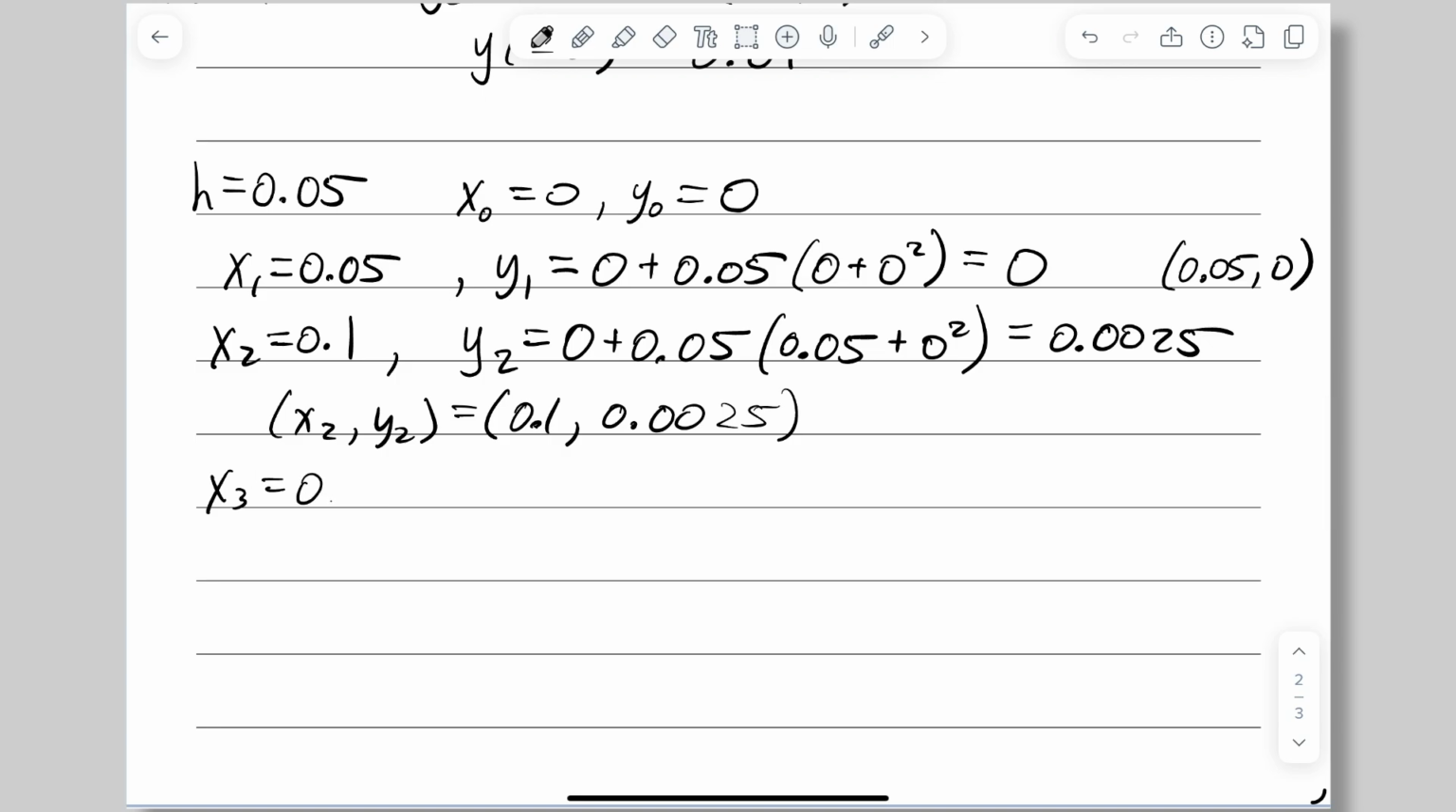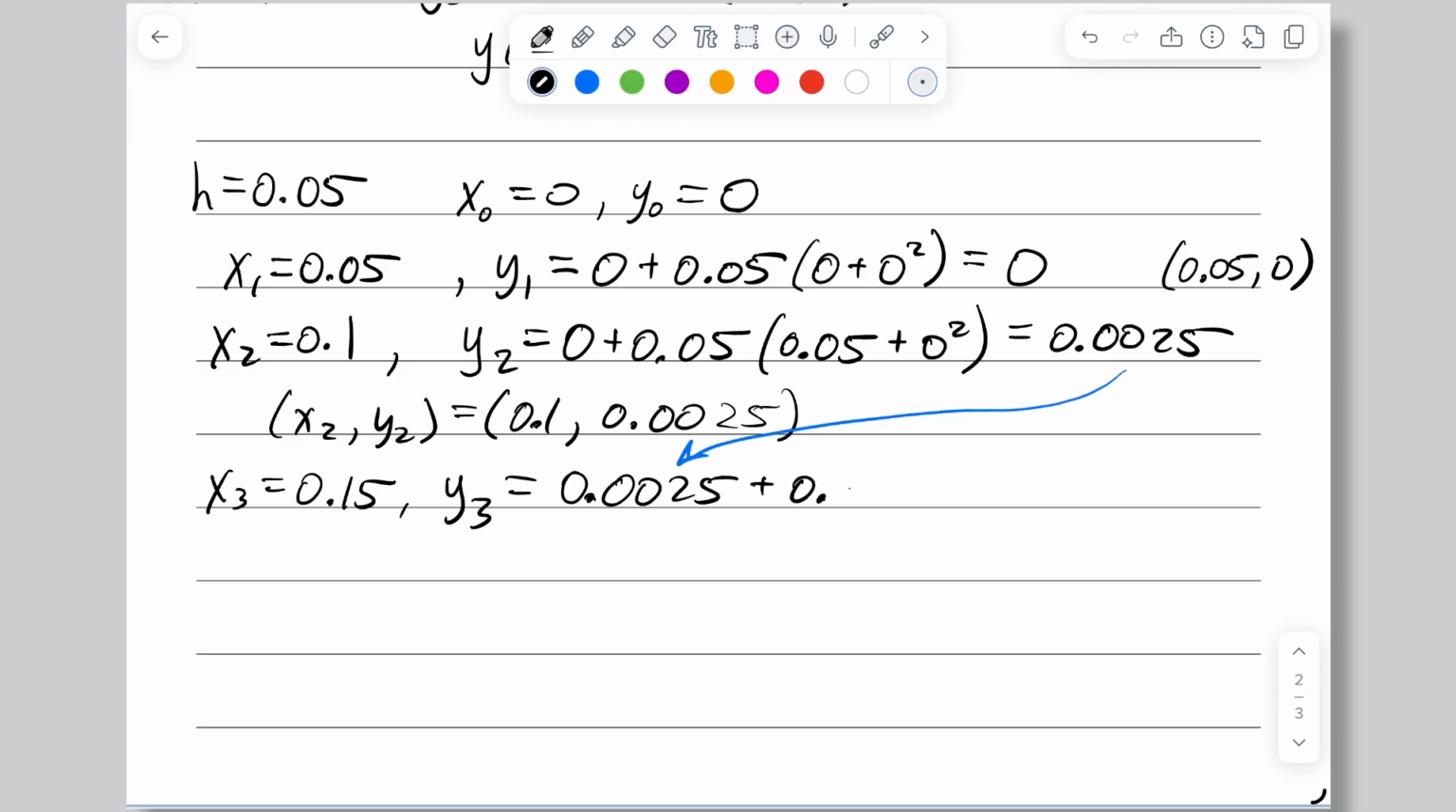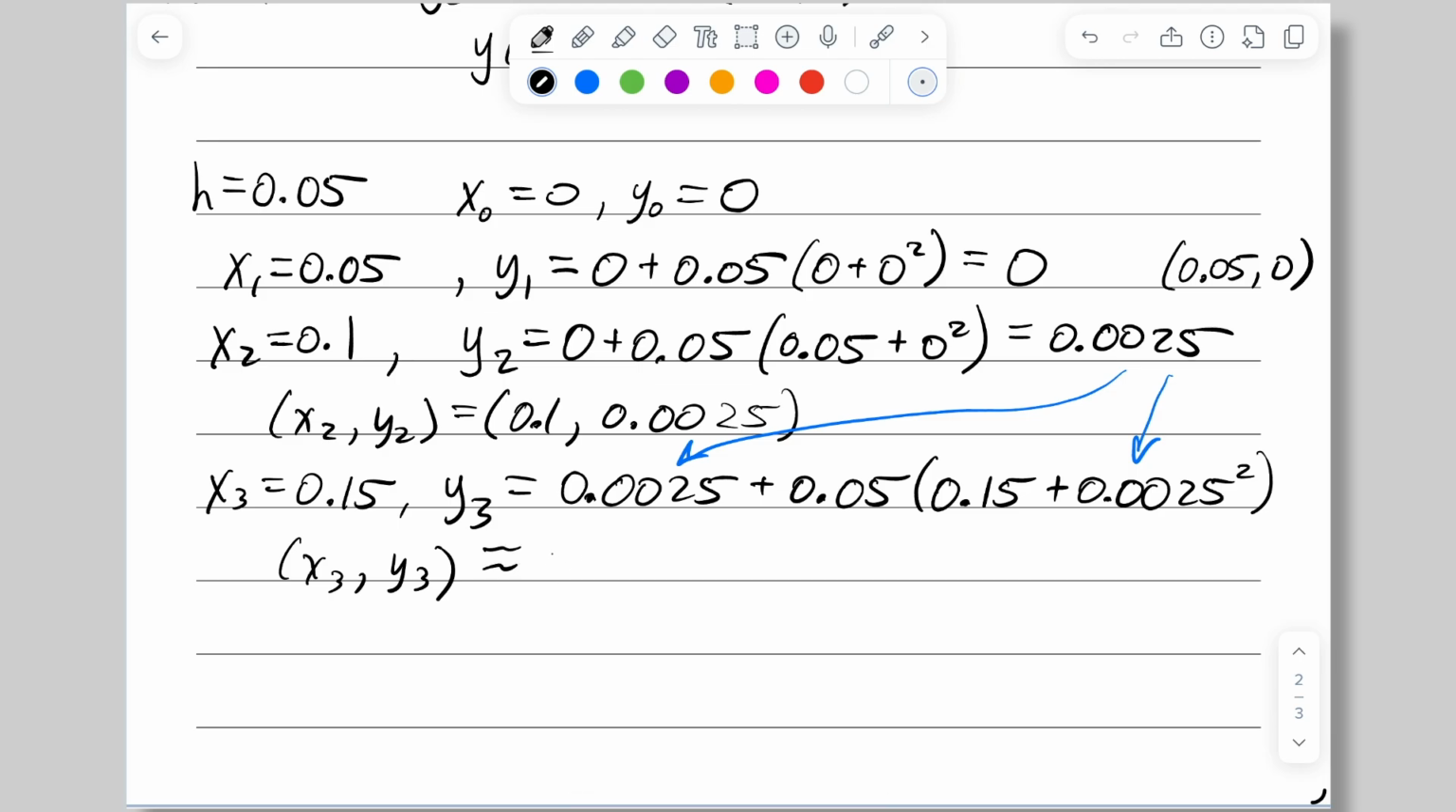x3 is 0.15. y3 is the previous y value, 0.0025, plus the step size of 0.05 times x, 0.15, plus previous y value squared, so 0.0025 squared. Doing the math, we see that x3, y3 is approximately 0.15, comma 0.0075.